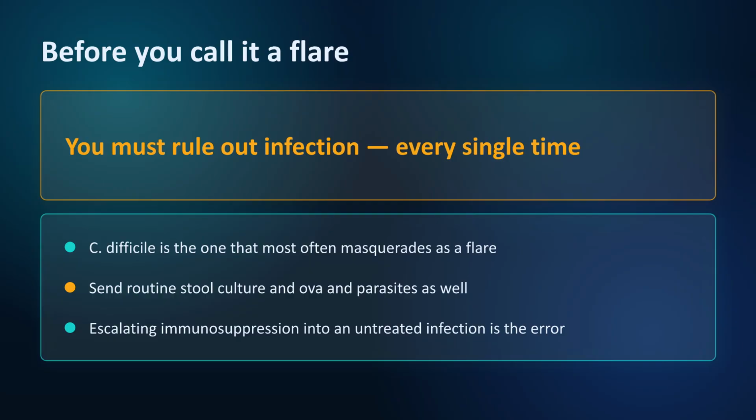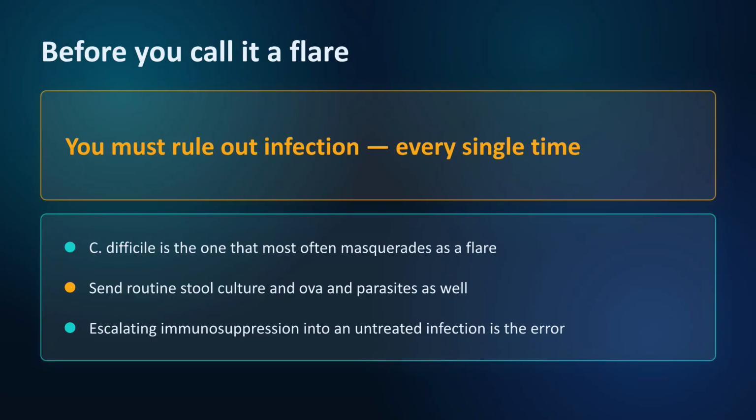Now a rule with no exceptions. Before you call a change in symptoms a flare, you must rule out infection. C. difficile is the organism that most often masquerades as a flare, and patients with inflammatory bowel disease are at higher risk for it, even without recent antibiotics. Send routine stool culture, and ova and parasites as well.